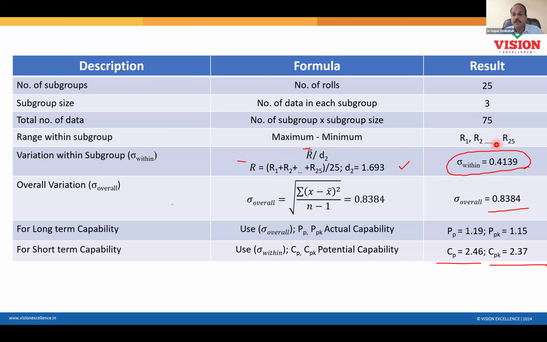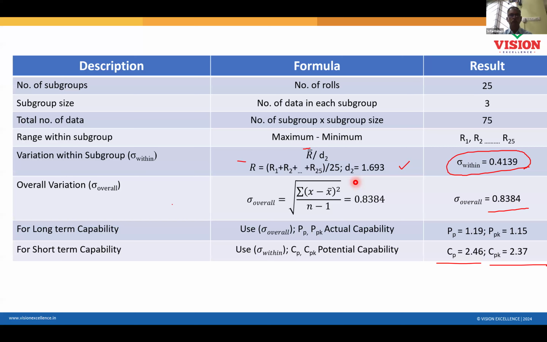So there is a formula. The standard deviation is equal to R bar by D2. What is R bar? Average of the 25 ranges. Average of the 25 ranges, R bar, divided by D2. D2 is a statistical constant that depends on subgroup size.